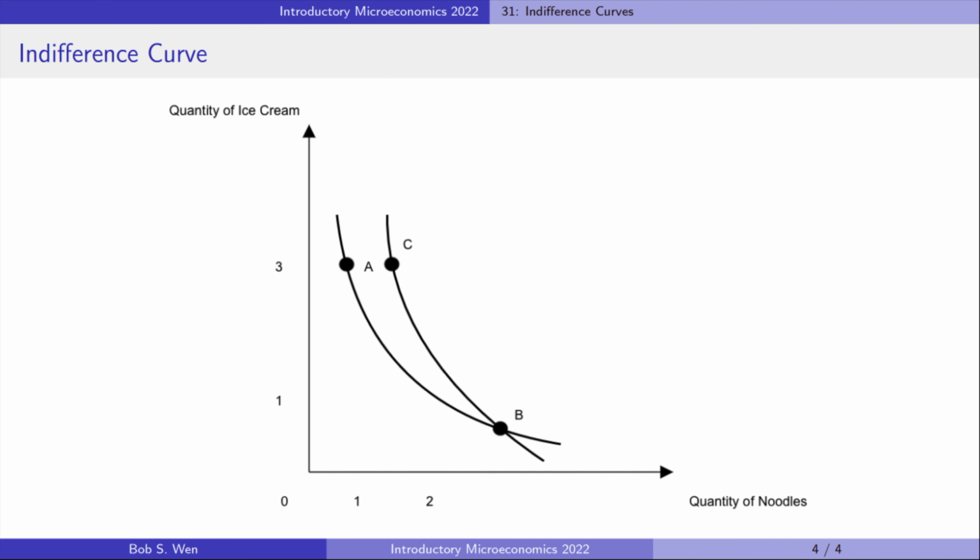Fourth, the indifference curves are downward sloping. In most cases, the consumer likes both goods. Therefore, if the quantity of one good is reduced, the quantity of the other good must increase for the consumer to be equally satisfied. For this reason, most indifference curves slope downwards.